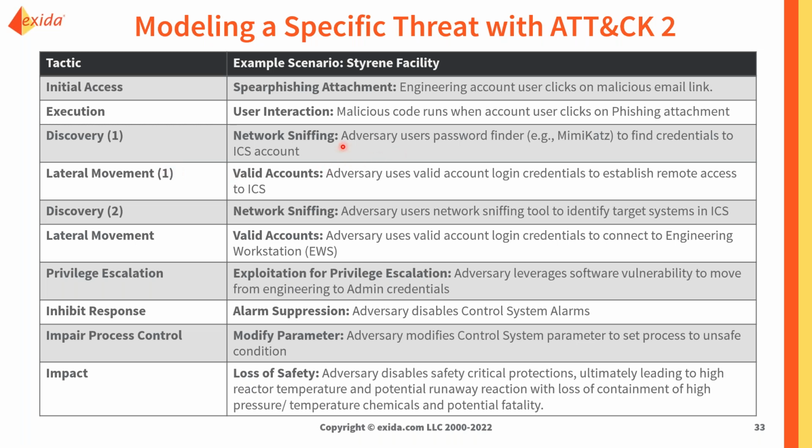So they may have to use some sort of password finder, such as Mimikatz, which was used in the PHA attack, to then find those credentials for the ICS account once they get a foothold. And even after they have that movement, they still need to identify where their target systems are. They have to go through privilege escalation to move from a remote account or an engineering account to an admin account. So we're adding layers, adding more complexity to what they need to do in order to achieve their objective.